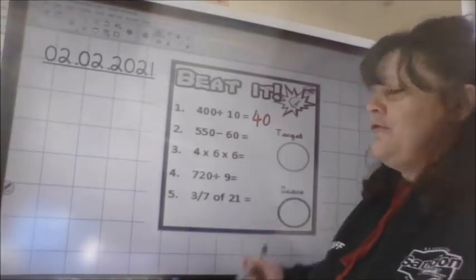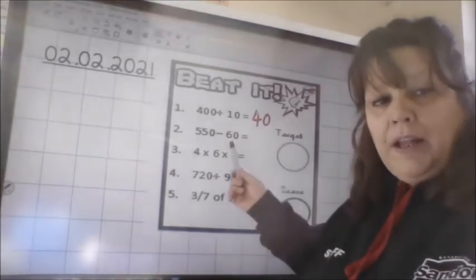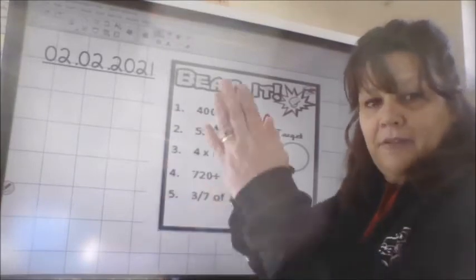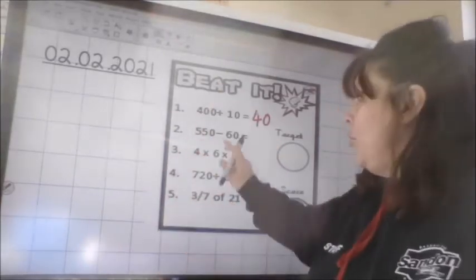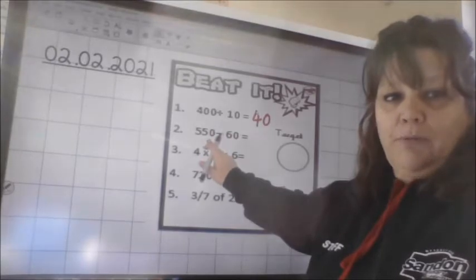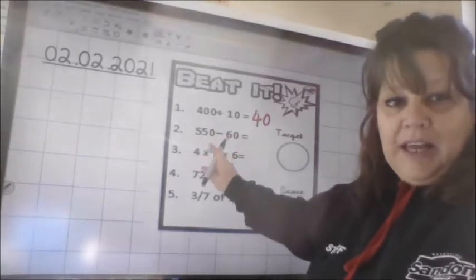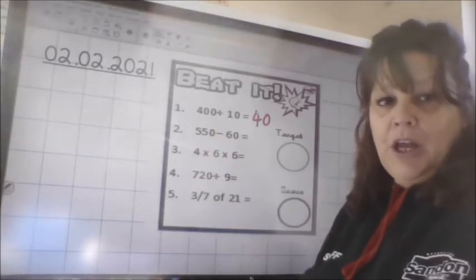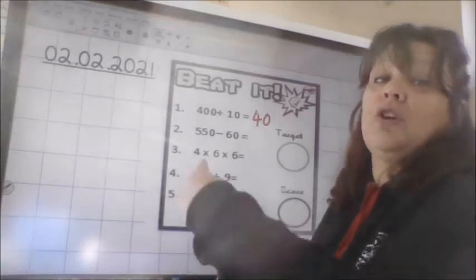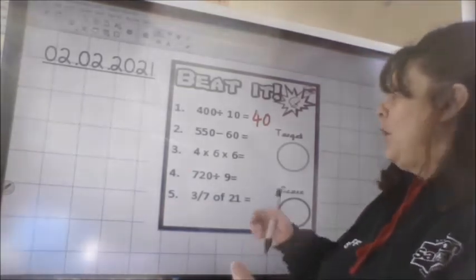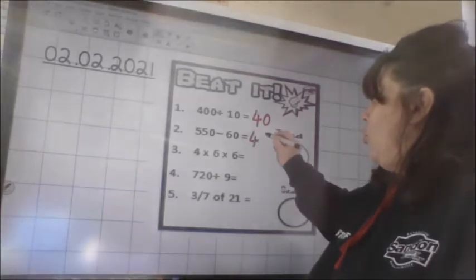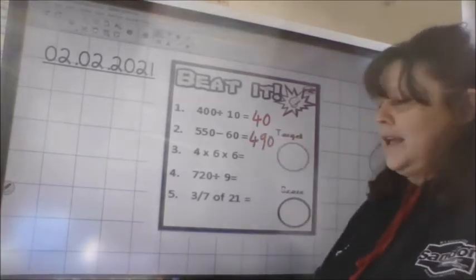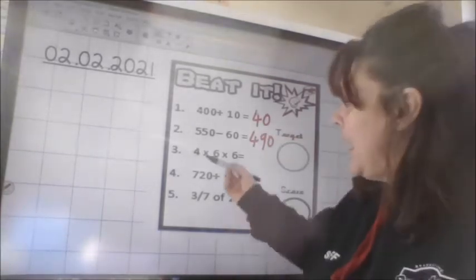Right. 550 take away 60. Well, if we partition the 60 into 50 and 10, we can take off the 50 to start off with. So 550 take away 50 is 500, but then we're taking 60 away, so we've got to take an extra 10. So we take that 10 and we get 490. Okay, right, next one.